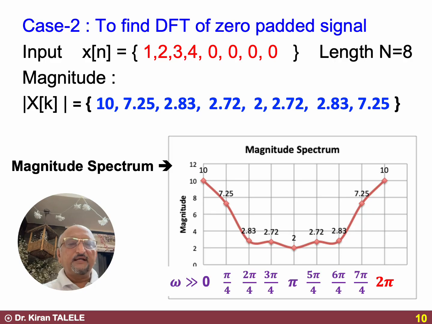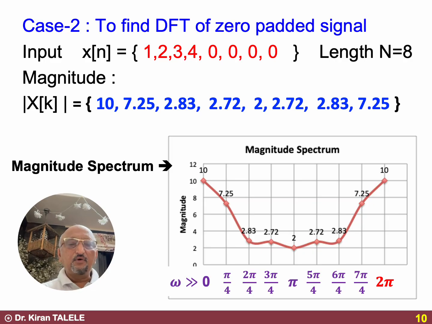First value is at omega equal to 0, that is 10. Second, at omega equal to pi by 4, it is 7.25. Next, 2 pi by 4, then 3 pi by 4, and so on. So this time we are getting 8 values, but the spectrum is defined in the range of 0 to 2 pi. That means for the same signal, now we are getting 8 values.